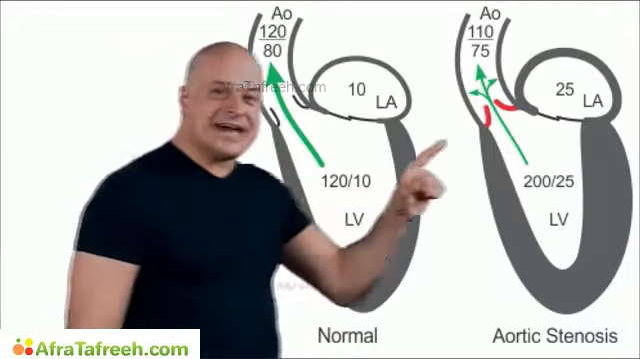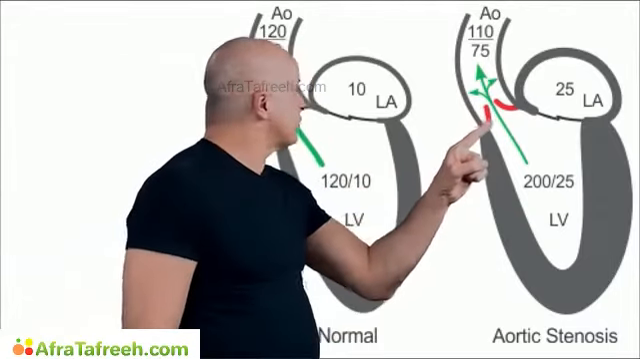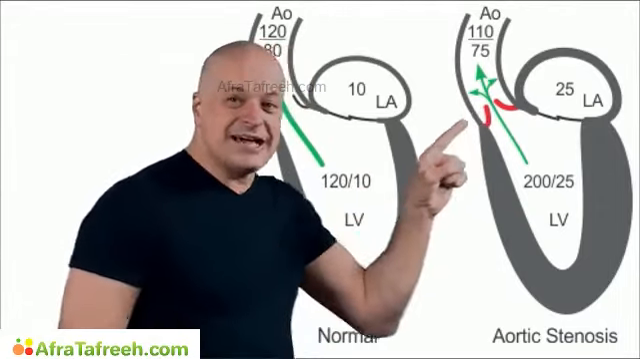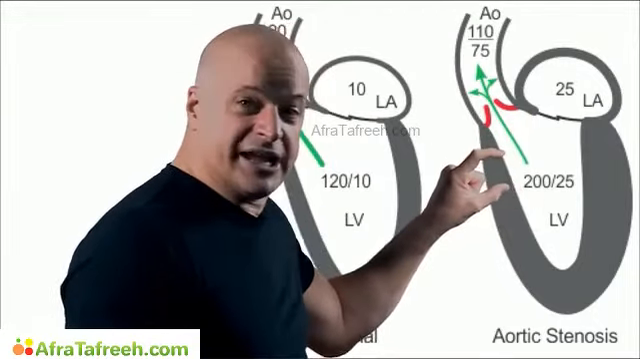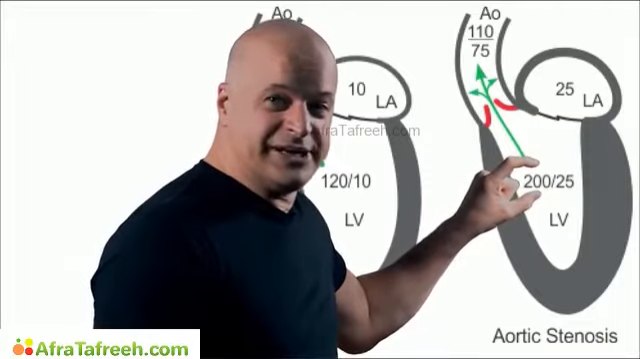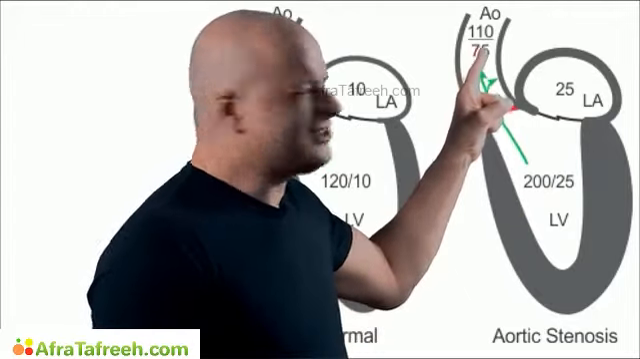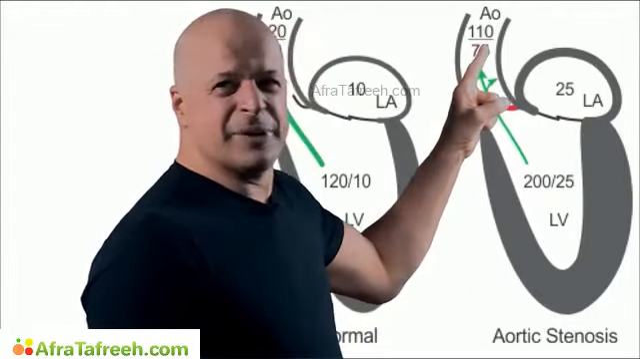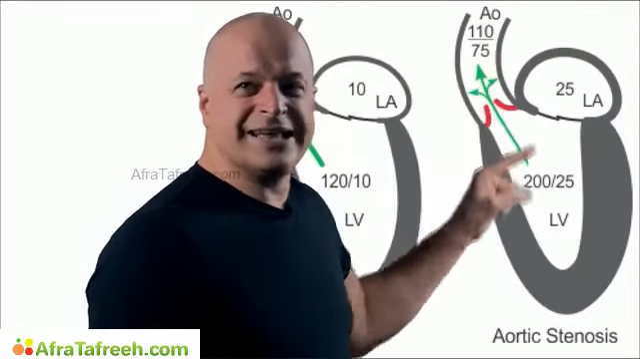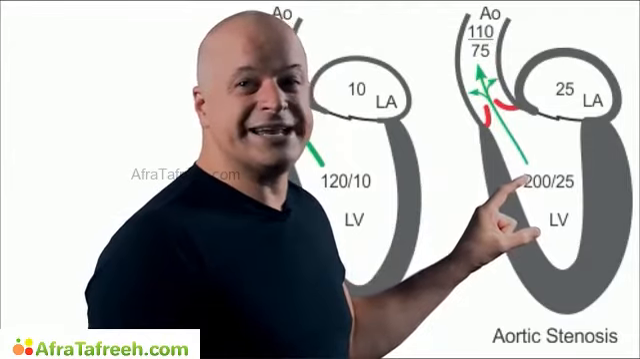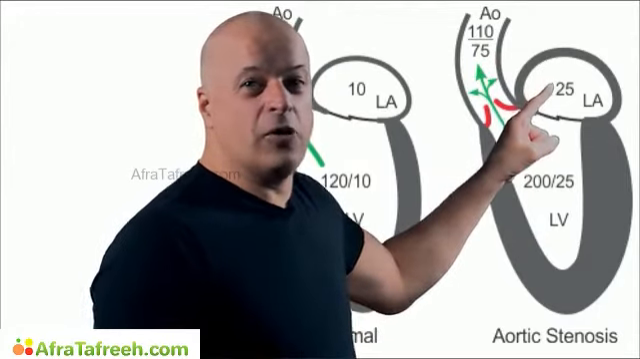Now this stenotic valve, do you see the red thing? That's the aortic stenosis. That stenotic valve there, you see how the pressure here is 200? Really high, 200. But the pressure there is only 110. How come the pressure there is so much lower? The answer is that there's a gradient.